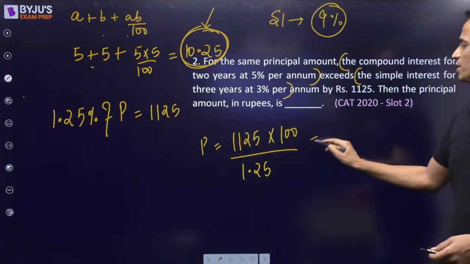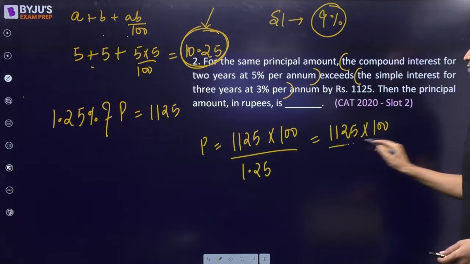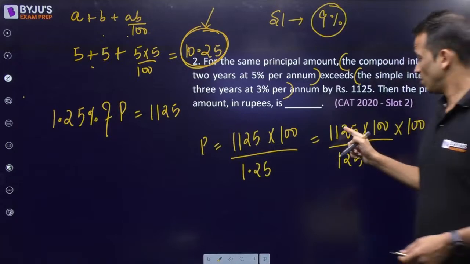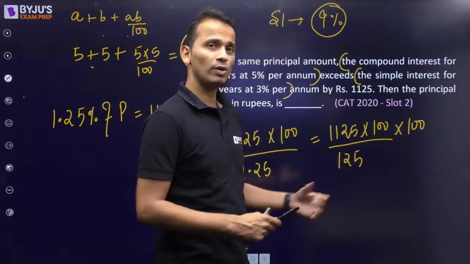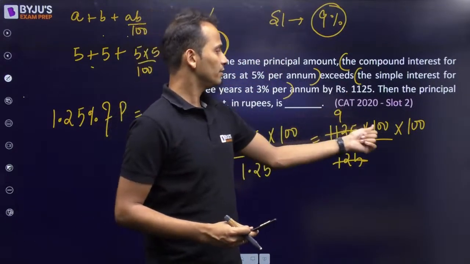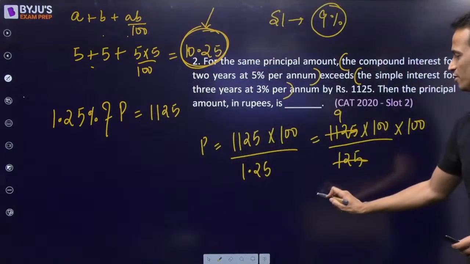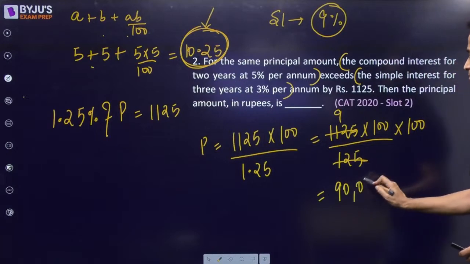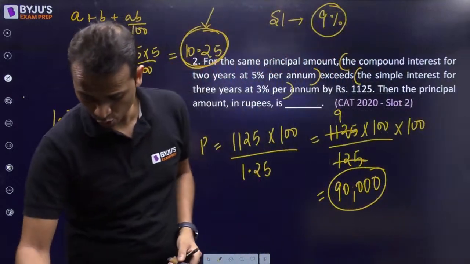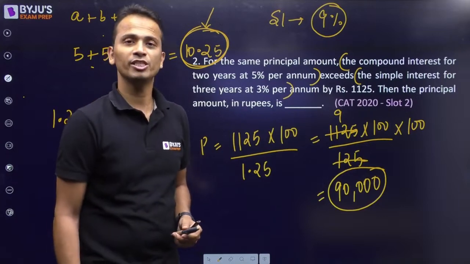So इसको और simplify करके लिख सकते हैं 1125 multiplied by 100 divided by 125 and then another 100. Now 1125 divided by 125, this will come out to be 9. Cancel out कर दो. So 9 multiplied by 100 multiplied by 100, the answer should be 90,000. So 90,000 will be the correct answer for this question. One of the students has given it. So Shivam, yes, 90,000 is the correct answer.